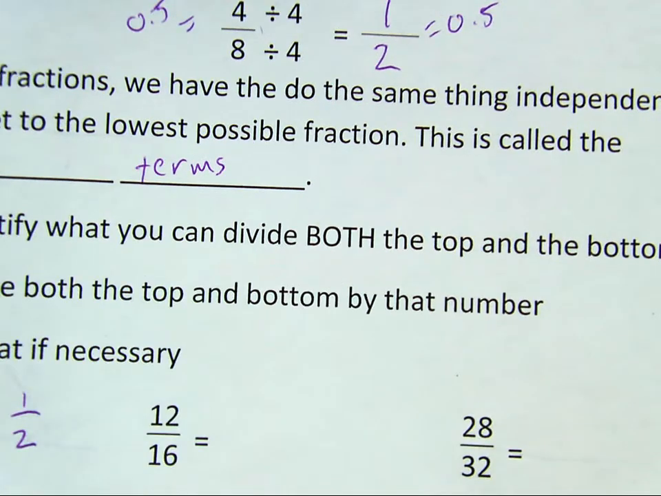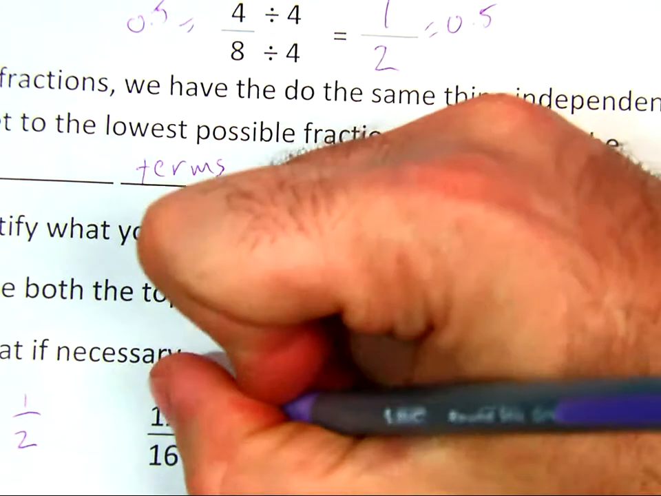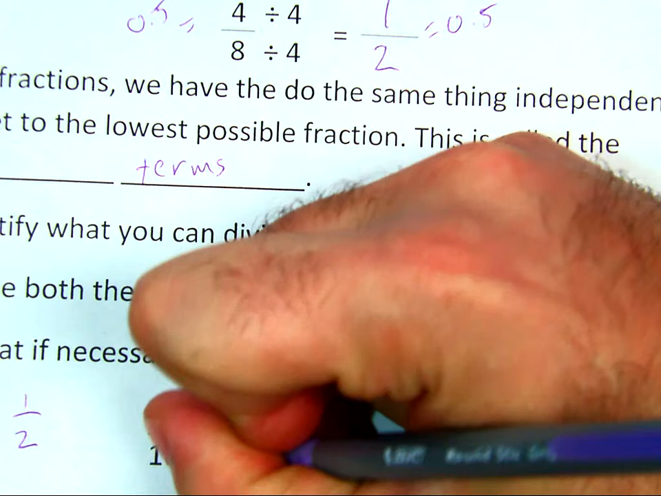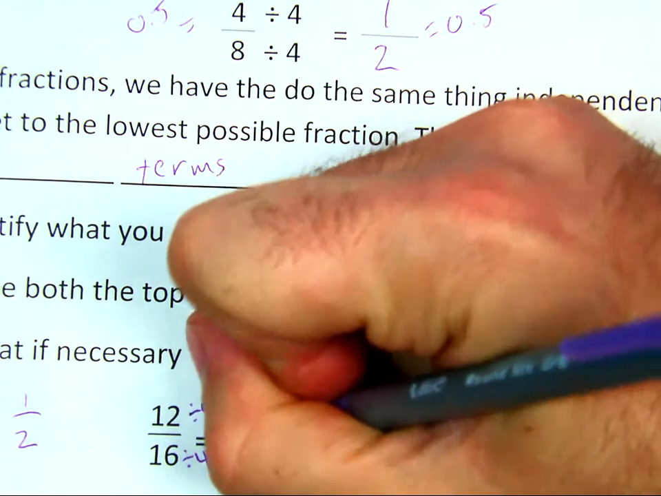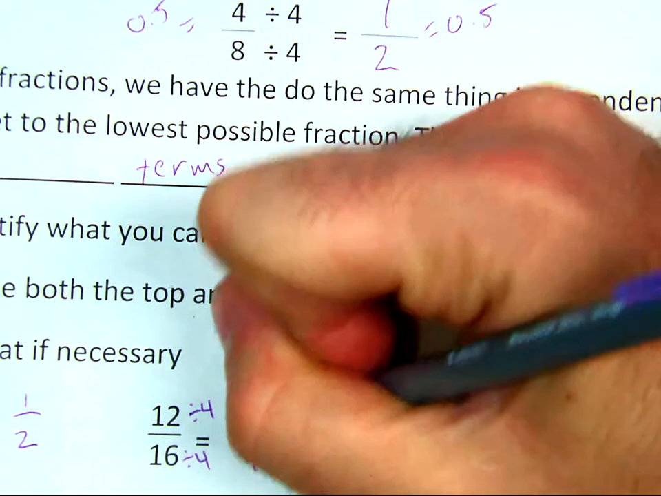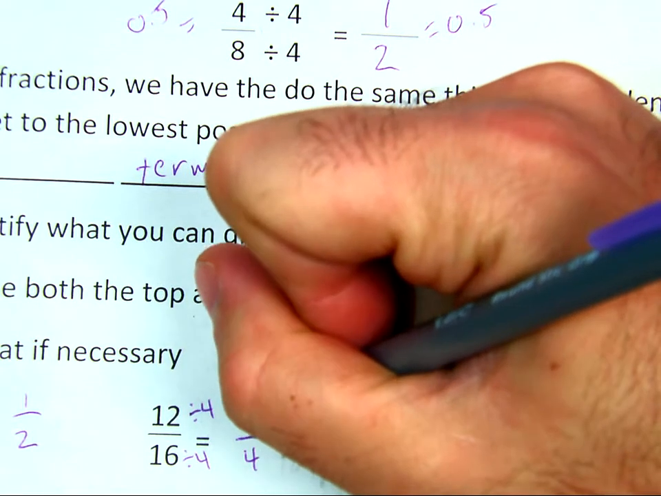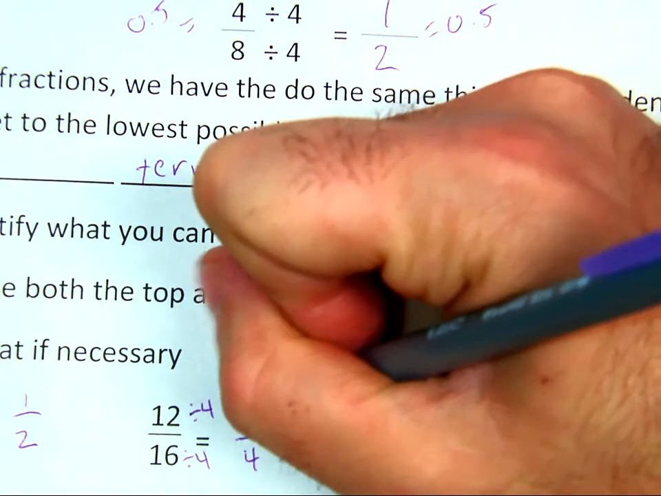This next one, 12 divided by 16. Well, I could do 2. I know they're both even, so I can divide both of them by 2. But I know I can also divide both of them by 4. So 3 times 4 is 12. 4 times 4 is 16. So if I divide both of these by 4, I will get 12 divided by 4 is 3. 16 divided by 4 is 4. I don't think I can divide either of those by the same thing anymore. So that's my final answer.